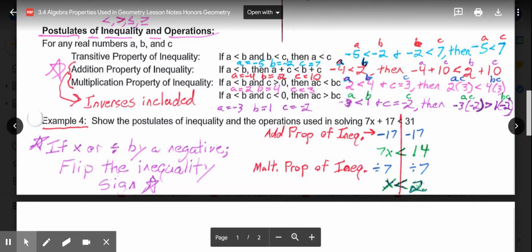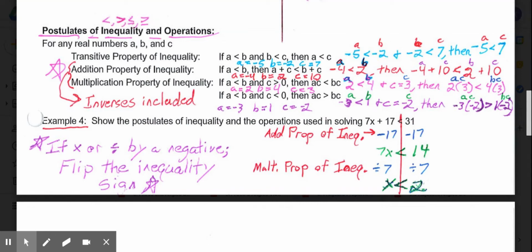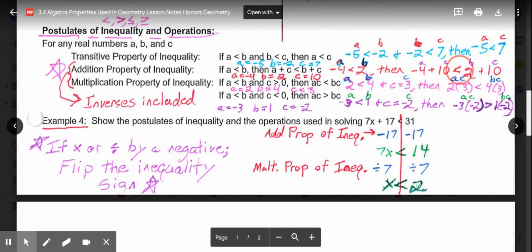So our example here, if -5 is less than -2 and -2 is less than 7, then we could say -5 is less than 7. The addition property of equality says as long as we're adding or subtracting the same thing on both sides of the inequality, we're allowed to do so. So if a -4 is less than 2, then a -4 plus 10 is less than a 2 plus 10.